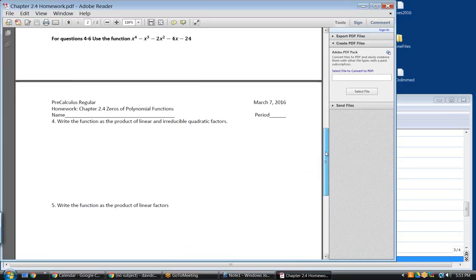All right, so we're using this function, which has all degrees of x and a constant. It's useful to know. Write the function as a product of linear and irreducible quadratic factors. Now, you can't use grouping in a quartic. That only works with a cubic. It wouldn't have worked here even if you take away the x to the fourth.